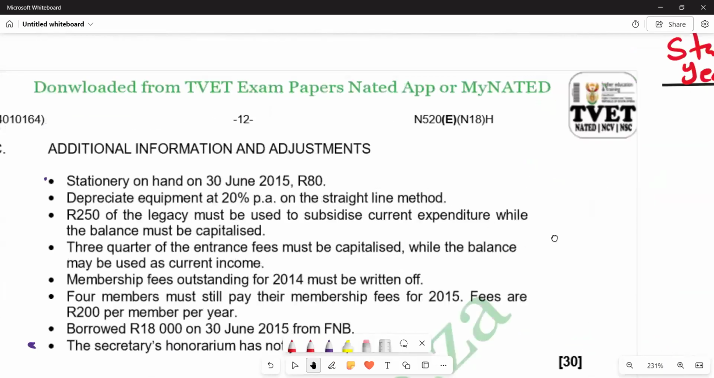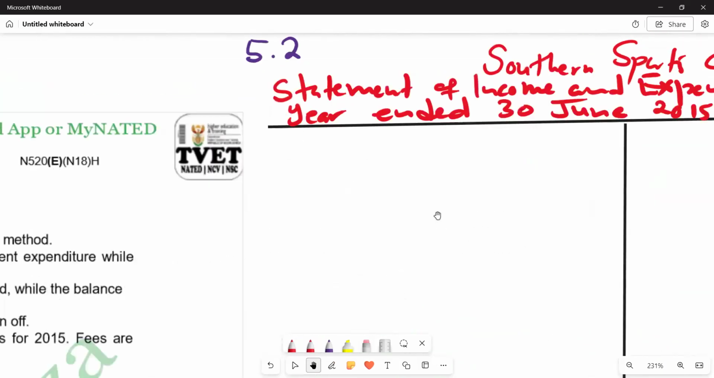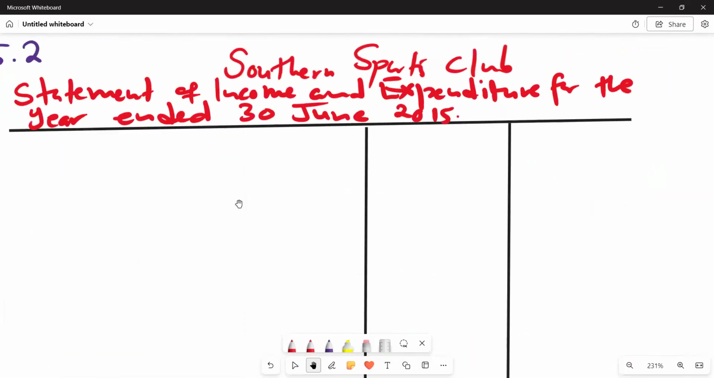So we go to our answer section. You see that we have the statement of income and expenditure for the year ended 30 June 2015, for Southern Sports Club. In the income and expenditure, remember, what we are just going to do is first of all have our income, and then the total for income is going to come here. We are going to list all the incomes that we have in the question, but obviously we are going to start with the income from our first part of the question, that is 5.1 on membership fees.